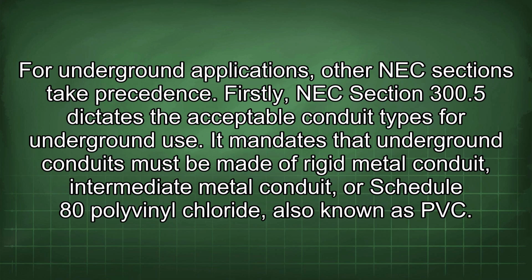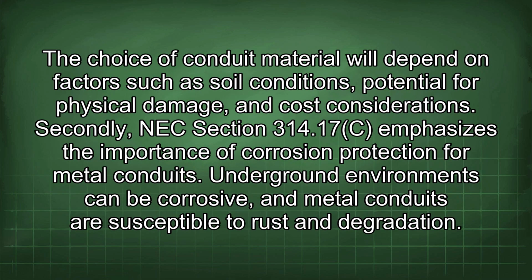Firstly, NEC Section 300.5 dictates the acceptable conduit types for underground use. It mandates that underground conduits must be made of rigid metal conduit, intermediate metal conduit, or Schedule 80 polyvinyl chloride, also known as PVC. The choice of conduit material will depend on factors such as soil conditions, potential for physical damage, and cost considerations.